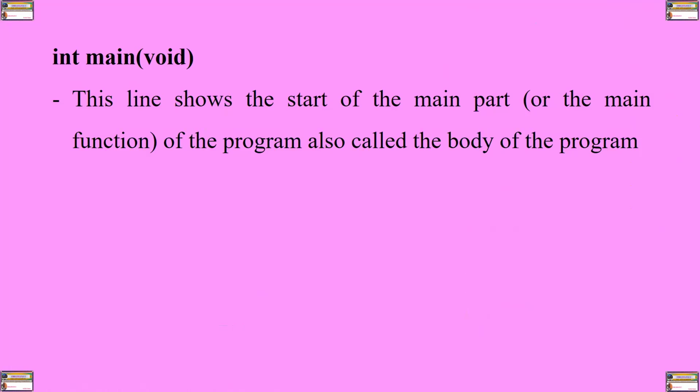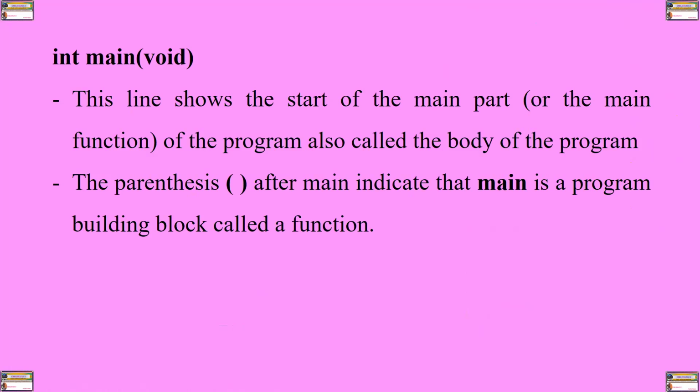We are going to learn more about functions later in the series, in the subsequent videos. But for now, note that any program that you write in C will have this part of your code, this function, which we are calling main. So int main, then void. The parentheses after main indicate that main is a program building block called a function. So any C program that you write has the main function, which controls the flow of execution of instructions within your program.